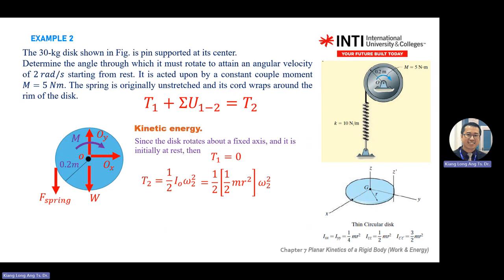Remember, you don't need to memorize the I. You just need to read from the table. Or if the shape is irregular, again, you're given the direction and radius of gyration. Straight away, put it in an empty space. Okay. Substitute the value. You have mass, you have a radius, you have omega squared, omega 2 radian. Put in there, press calculator, you get 1.2.